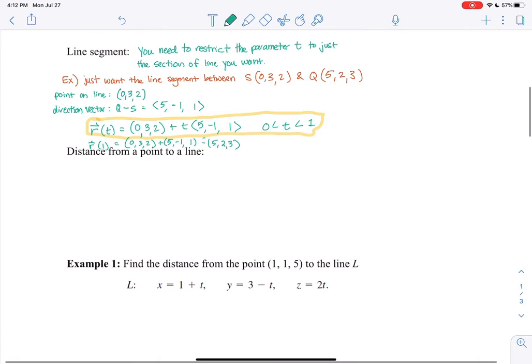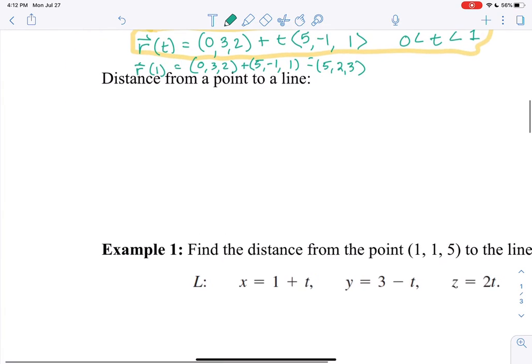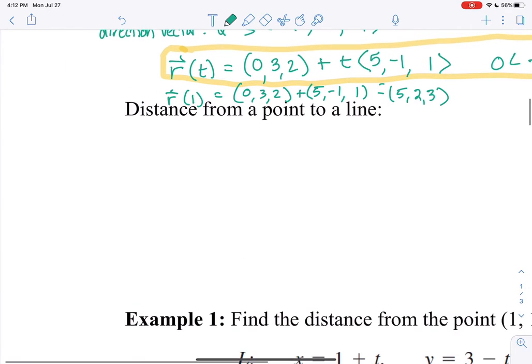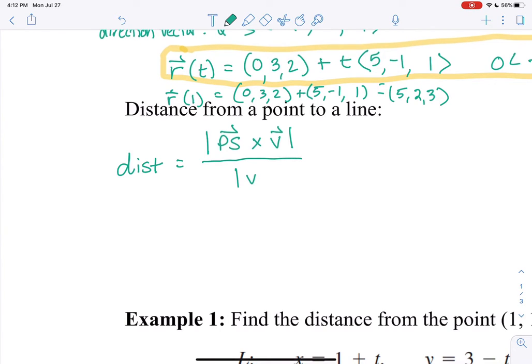Another thing we might be interested in is the distance from a point to a line. And that equation looks like this. So the distance from a point to a line is equal to the magnitude of PS cross V divided by the magnitude of V. And I'll explain what these variables are.